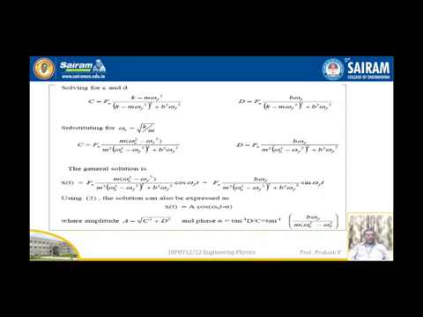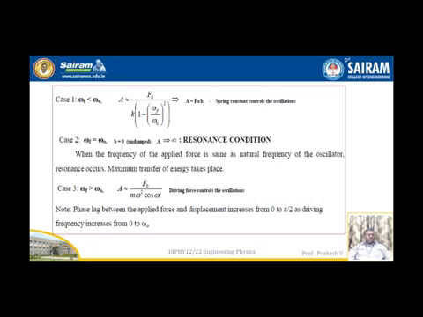The general solution is x(t) = A cos(ω0 t - θ). Here the amplitude A = √(C² + D²), and phase θ = tan⁻¹(D/C) = tan⁻¹[bωf / m(ω0² - ωf²)]. Next, let us discuss the 3 cases.